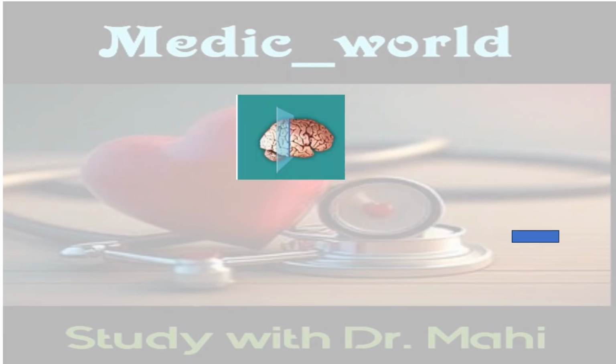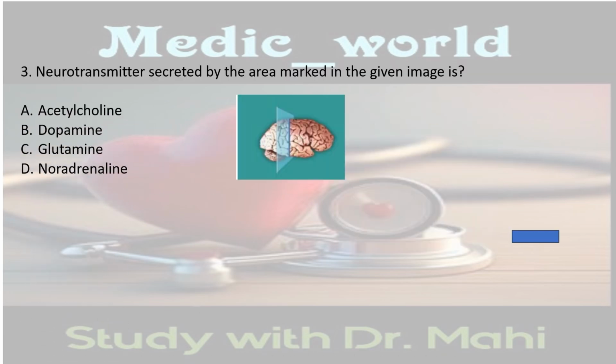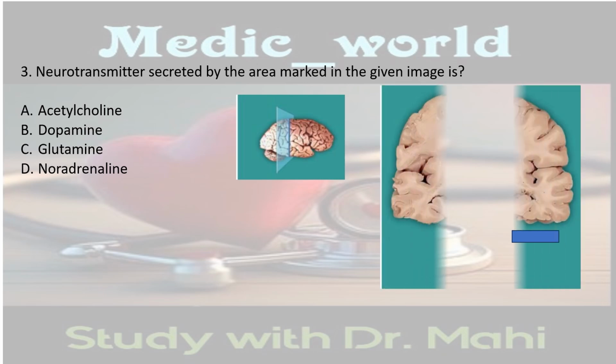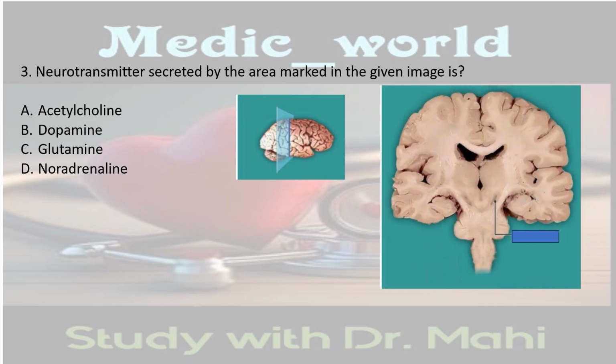Now the next question, neurotransmitters secreted by the area marked in the given image is. Let's see the image. Here in the image, the area which is marked is the substantia nigra. How do we identify it? The substantia nigra is the area which is darkly stained, it means it is the dark substance. The neurotransmitter secreted by this area is dopamine. So the answer to this question is option B, that is dopamine.